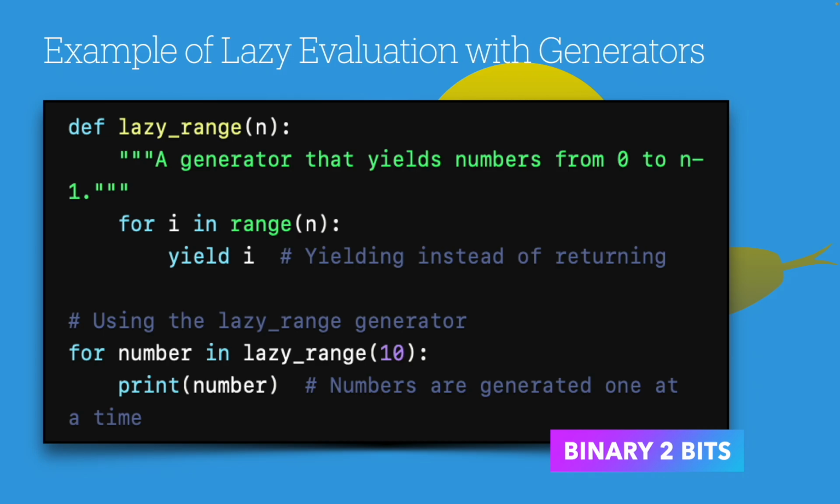Using the lazy_range generator, we can print numbers one by one, for example with 10 as the argument. When we print, numbers are generated one at a time. When we print one number, it won't store the data, and it won't generate all the data in one go. Only the required numbers are generated in lazy evaluation and printed.